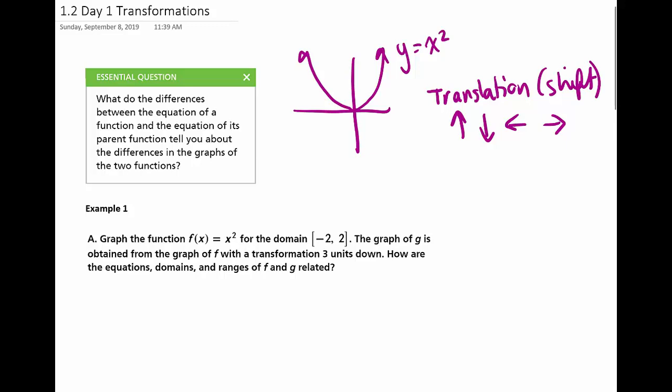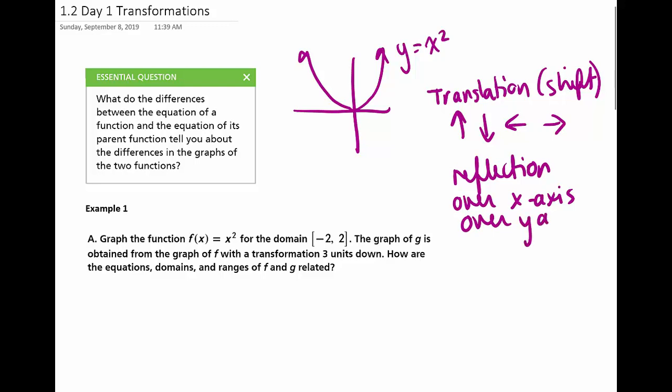And then we're also going to talk about reflections. And reflections are specific to over the x-axis or over the y-axis. So we're going to talk about each one of those, and then you'll have a chance to practice in class. So we're going to start with example 1.